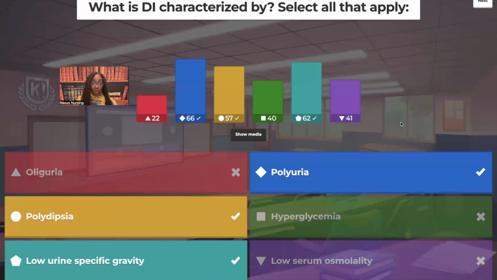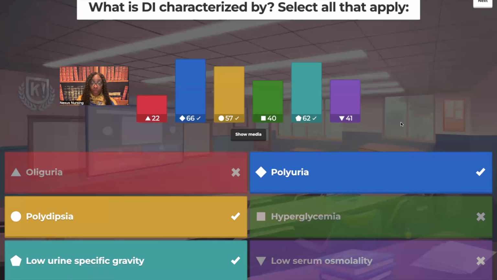Low urine specific gravity, true. Because in DI, you don't have enough anti-diuretic hormone. You're urinating all over the place. But even though you're urinating all over the place, again, guys, 2 to 20 liters of fluid per day, there's no solutes in that urine. All the solutes stay where? In the blood, right? So the serum osmolality will be high, but the specific gravity for urine is going to be low. There's no solutes. It's all in the blood.